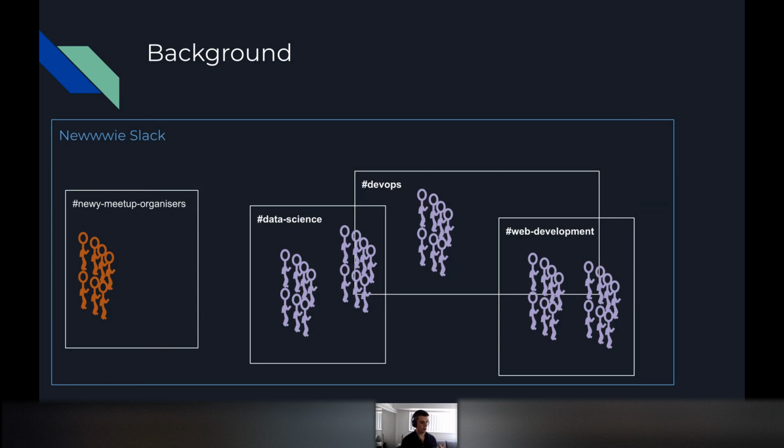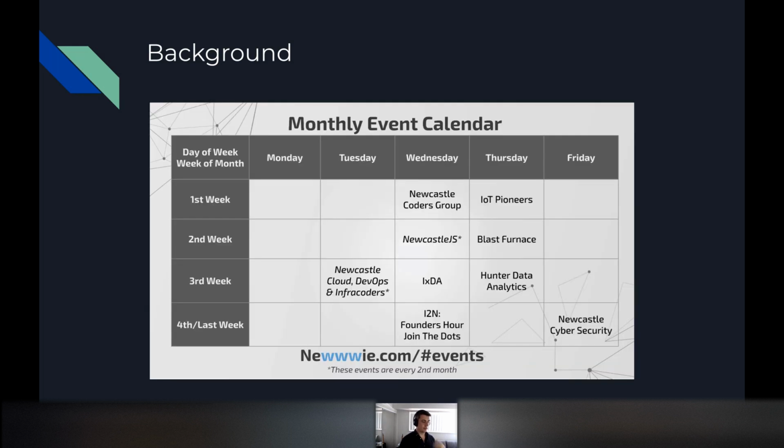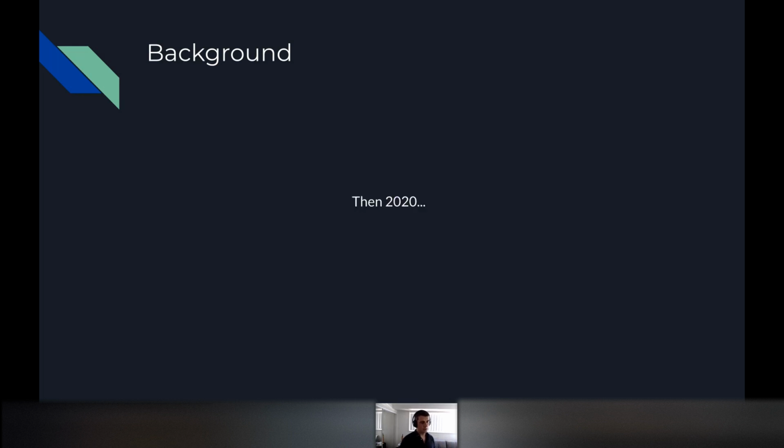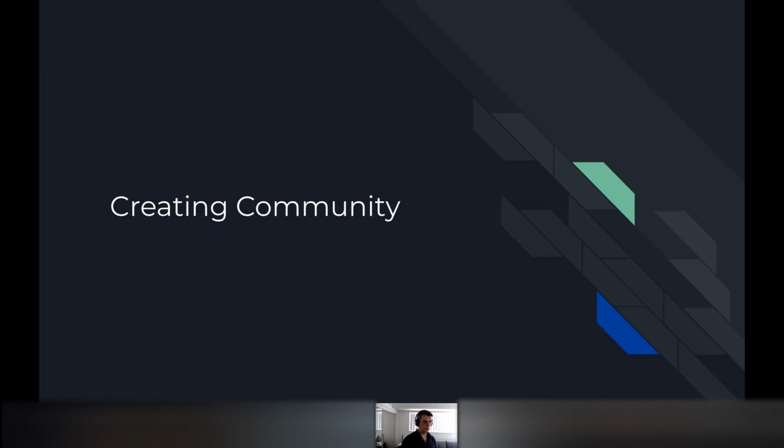So yeah, we've got this online space of community as well as the physical space of community. So that's my background and how I've been involved in it. But then 2020 happened and we had to really rethink what is community and how we engage with each other. So I've been thinking about this for a very long time.